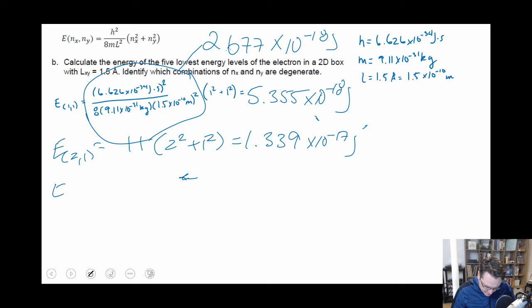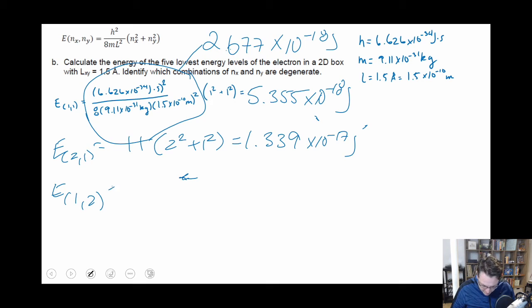The next combination we can have is nx equal to 1 and ny equal to 2. That's technically a different state, because now the wave function for the x direction is n equals 1, and the y direction is n equals 2, so that's going to give you a different looking topographical map if we were to draw it.